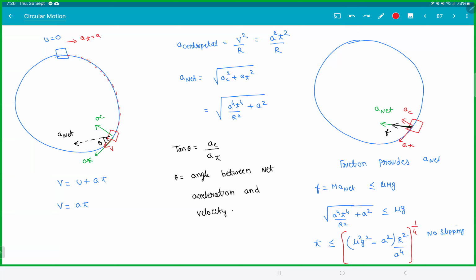I think if you understood this, you'll be able to handle most of non-uniform circular motion. We have more variations, but this is the main base one. Is this clear? Let's see one more like this.